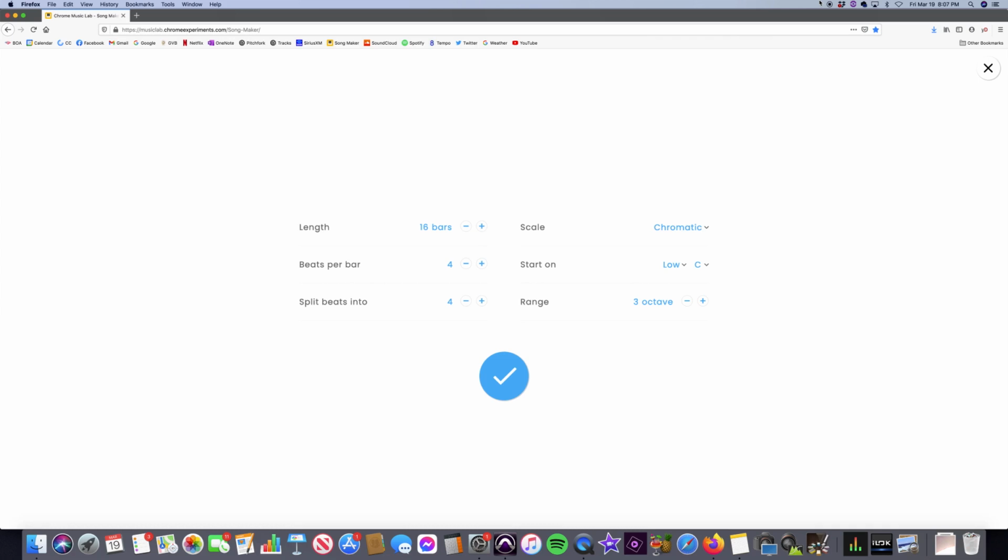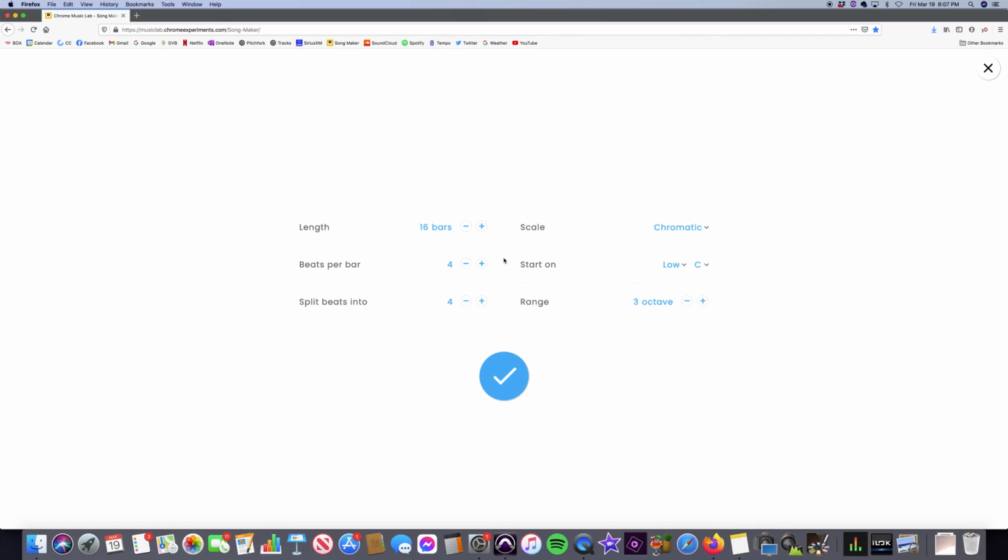All right, moving on, we have scale. We're going to do chromatic scale, which I've talked about before. Basically, that allows you to play all the notes on the keyboard, not just the major scale. So it's every key on the keyboard, the white keys and the black keys, if you're looking at a piano.